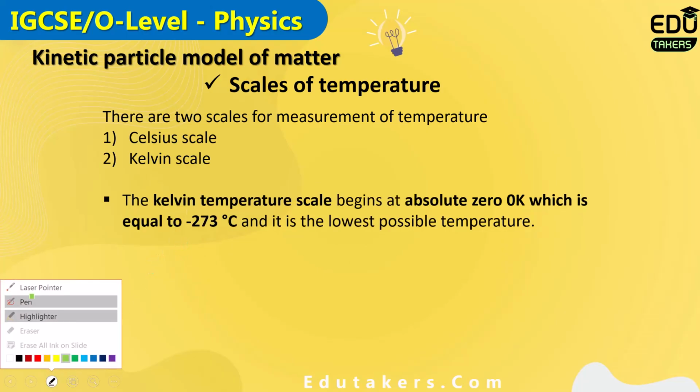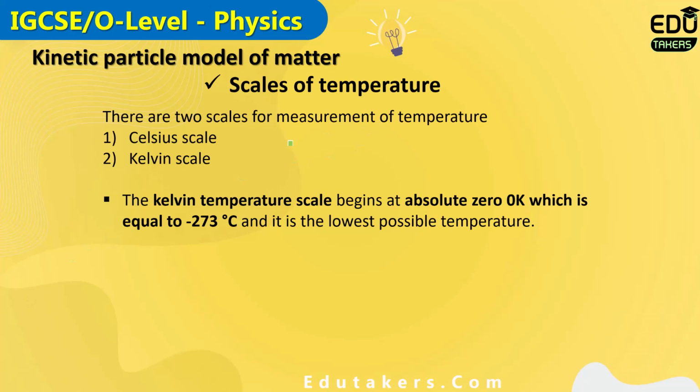The Celsius scale basically starts from 0 degrees C and it ends at 100 degrees C. The smallest temperature on the Celsius scale is 0 degrees C and the maximum temperature is 100 degrees C. There are a total of 100 divisions on the Celsius scale.